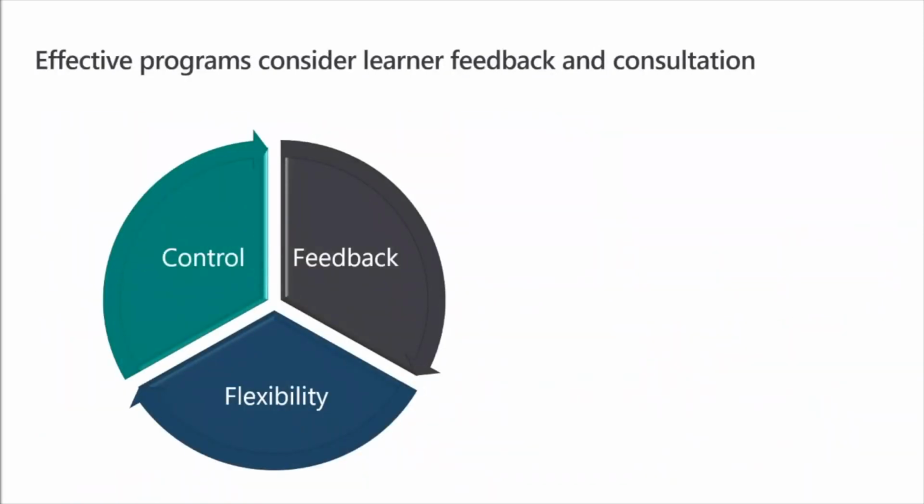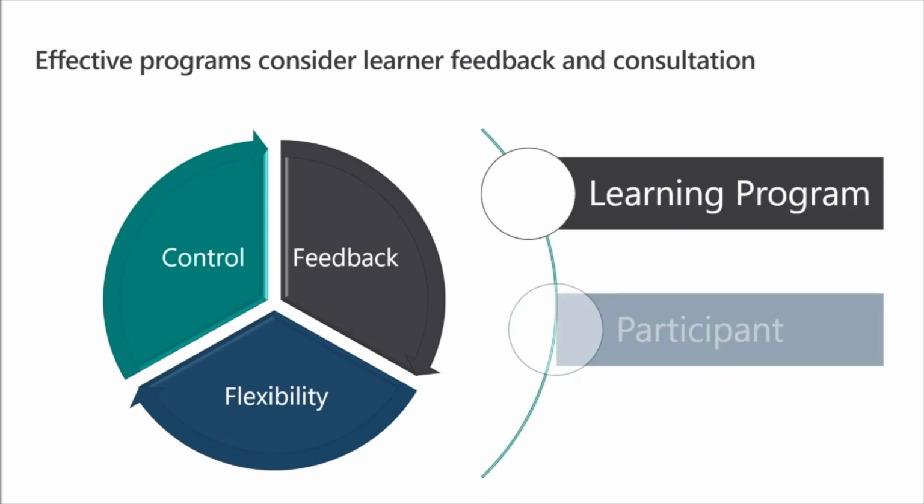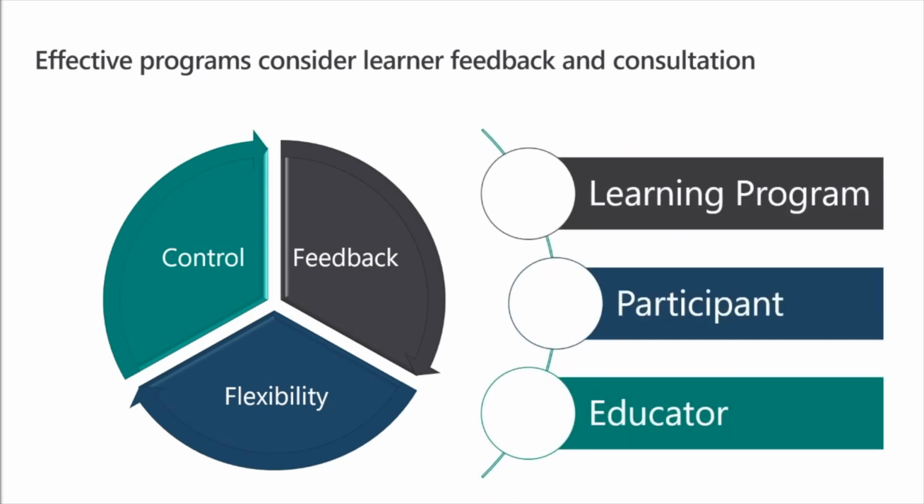And up next is the effective programs will consider your feedback and consultation. So effective adult learning programs have planned for learner feedback and consultation throughout the process. Adults need to feel as though they have a sense of responsibility and control and decision making over their own learning. They need to be involved in the planning, the evaluation, and consultation of their own learning process to be fully on board with its successful execution.